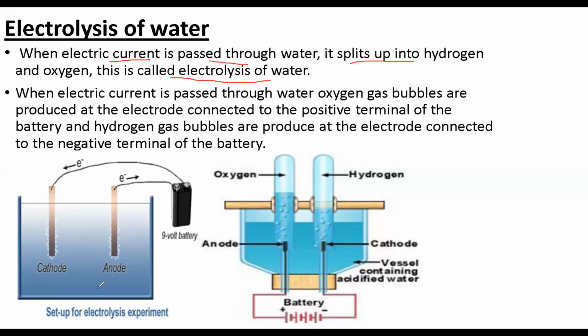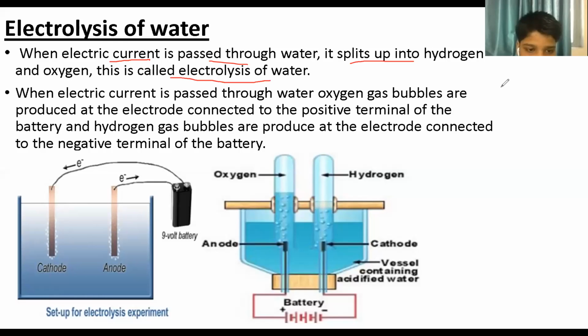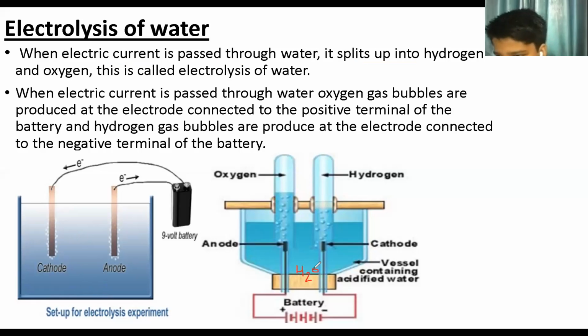Listen to me carefully, it is very important. We know that this is water, H2O. When the current is passed through this, let me explain in this figure. Just look at the second figure. Let the liquid be water, that is H2O. Now when this water splits, it splits into hydrogen and oxygen.